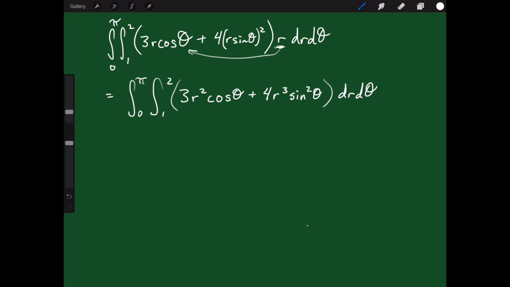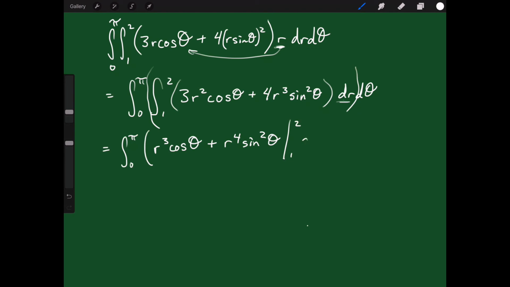First, we're integrating with respect to the variable r. So let's do that. I'm going to be doing this inner piece. All right, so the integral from 0 to pi just hangs out. And inside I get r cubed cosine theta plus r to the 4th sine squared theta when I take an antiderivative, evaluated from 1 to 2 d theta.